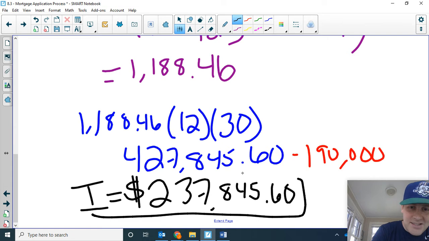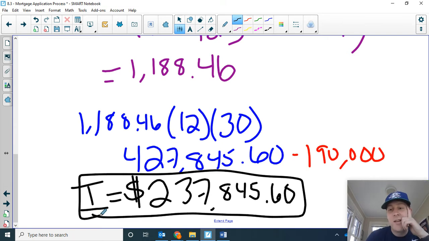That is her interest. So almost more than what she borrowed, the bank gets in interest. Crazy, crazy, crazy. Okay, let's try another one.